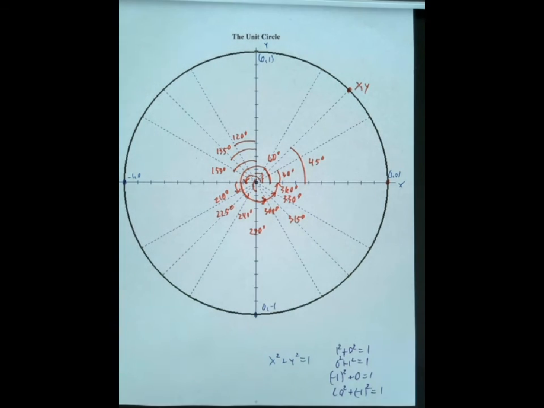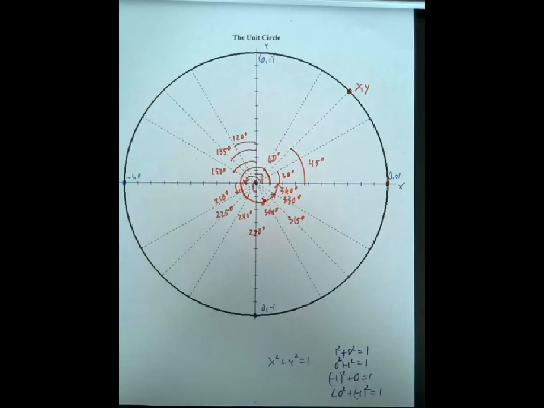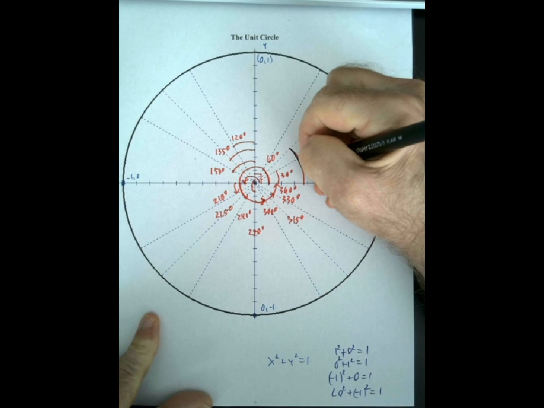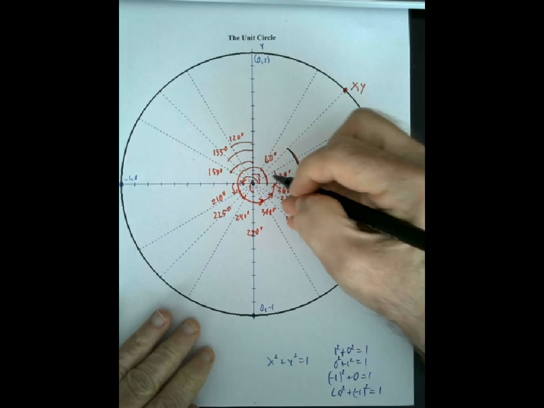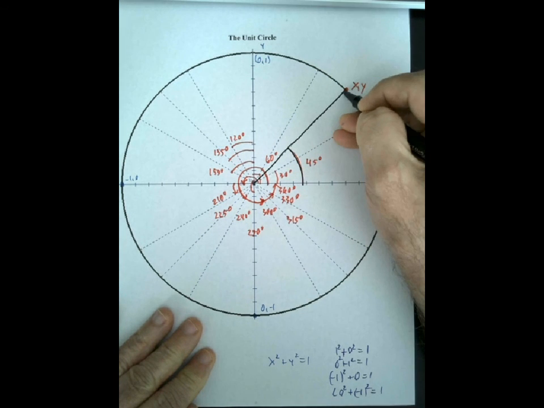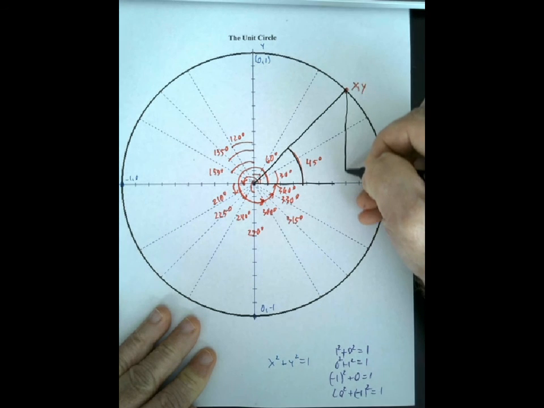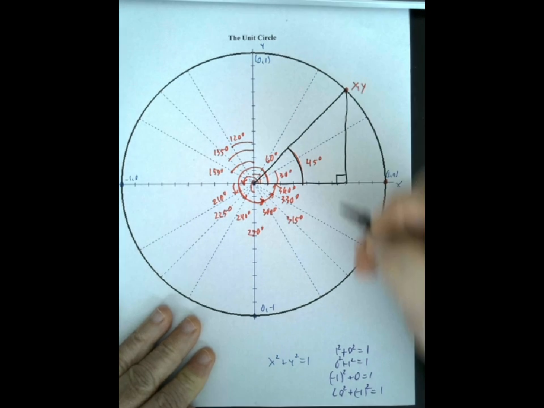But how do we know what they are, right? Well, that's actually not that hard. Some of these points we can get just from using a little bit of geometry. Now remember that this point here was associated with 45 degrees. So you can see that. I'm going to mark it here.